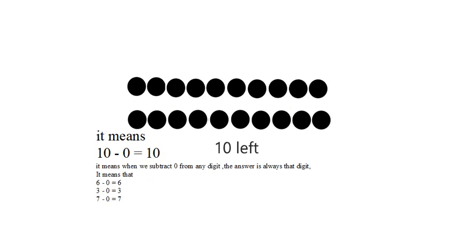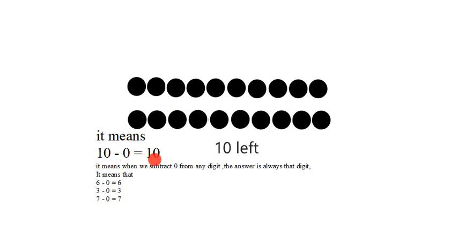Okay kids, these are 10 circles. And you see that I have removed no circles from these 10 circles. So I have all the circles. So 10 minus nothing. Nothing means 0. 10 minus 0 is 10. Because I have taken nothing out, there is no effect on the counting of these circles. So 10 minus nothing, it means 10 minus 0 equals 10.